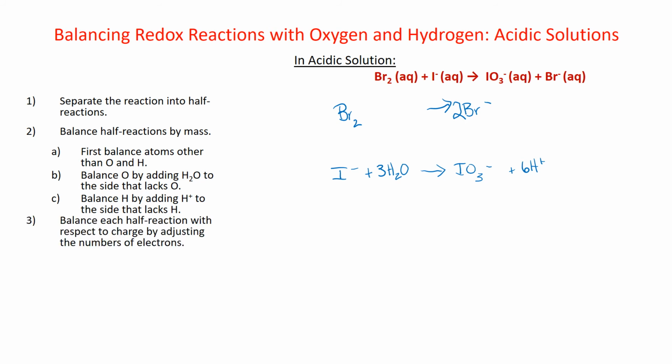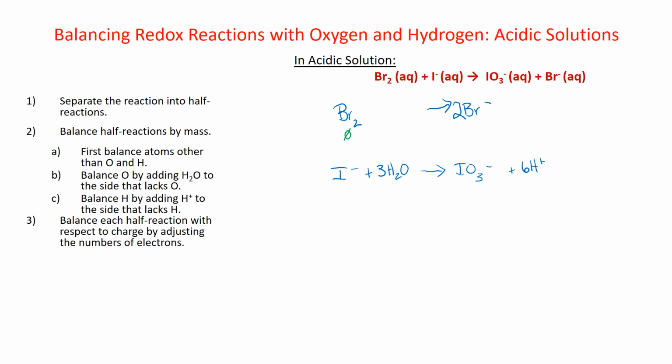So we can move to the next step and balance those half reactions for charge by adjusting the number of electrons. Okay, so I need to figure out the total charge on each side of these half reactions first. And for the first half reaction, I just have bromine. There's no charge on this bromine. You don't see any charge number written here in the upper right-hand corner. So that means this is neutral, so I have a 0 charge.